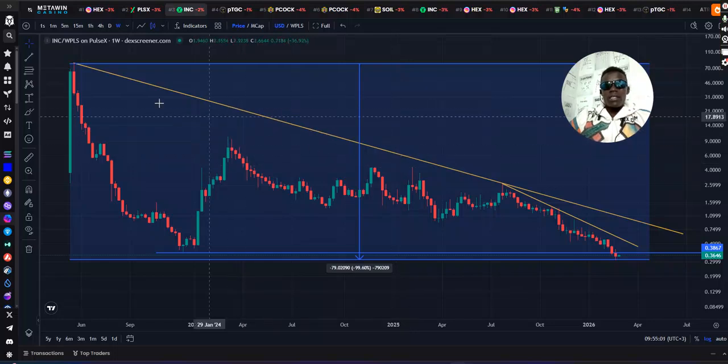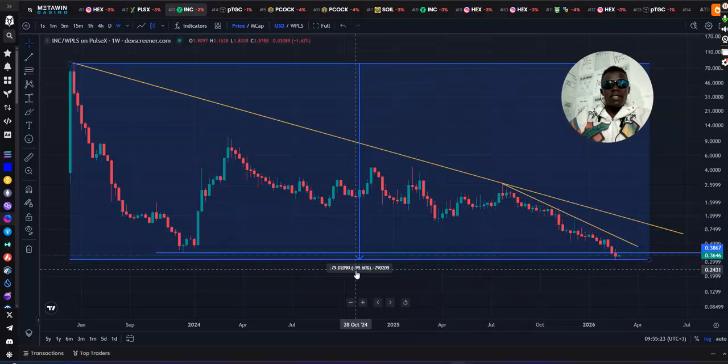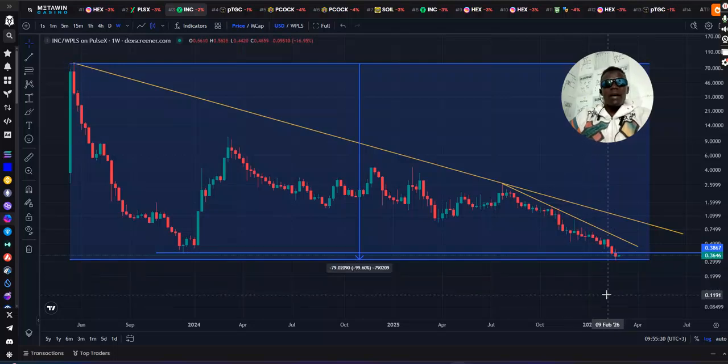Now you see, this is the incentive token. You can't just get it anyhow unless you go and buy it or you provide liquidity. You can't just get it on the exchanges anyhow. So now here we have it, and this is how it has been performing. It's down 99.6%. If it gets to 100%, I don't know what that will be, but it will not.